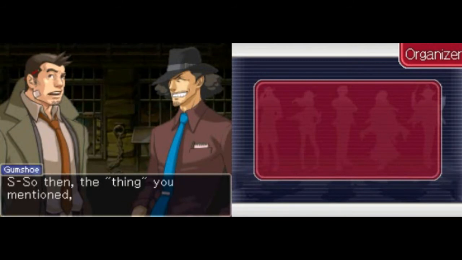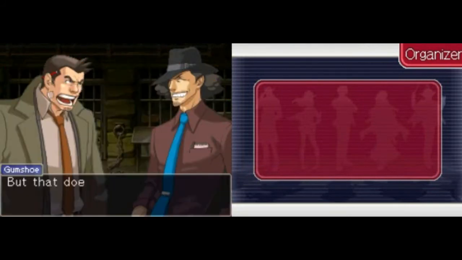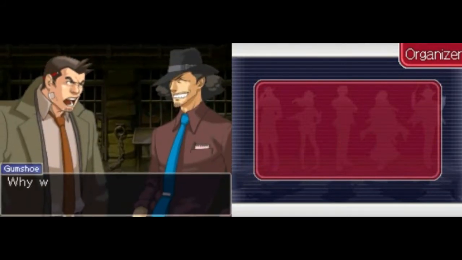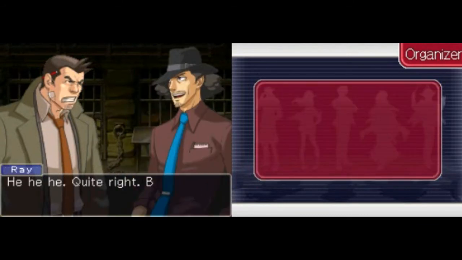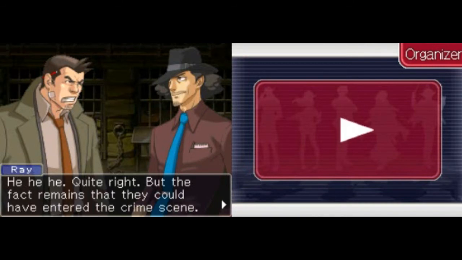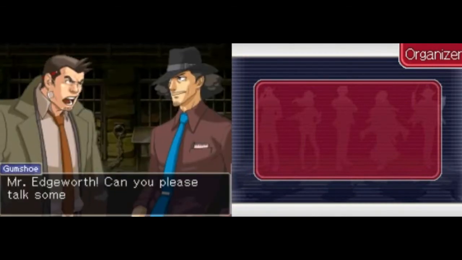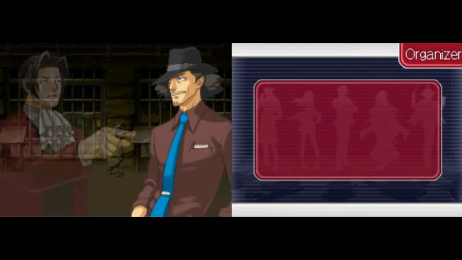So then, this thing you mentioned that could enter the crime scene is... right, these animals. But that doesn't make any sense, pal. Why would an animal leave behind a rubber glove? Quite right. But the fact remains that they could have entered the crime scene. Mr. Edgeworth, can you please knock some sense into this man?